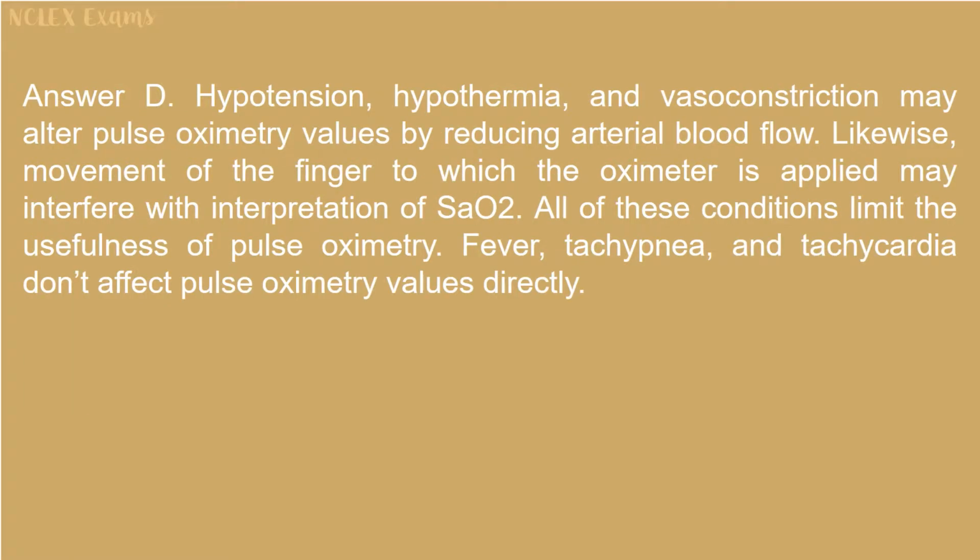Answer D. Hypotension, hypothermia, and vasoconstriction may alter pulse oximetry values by reducing arterial blood flow. Likewise, movement of the finger to which the oximeter is applied may interfere with interpretation of SO2. All of these conditions limit the usefulness of pulse oximetry. Fever, tachypnea, and tachycardia don't affect pulse oximetry values directly.